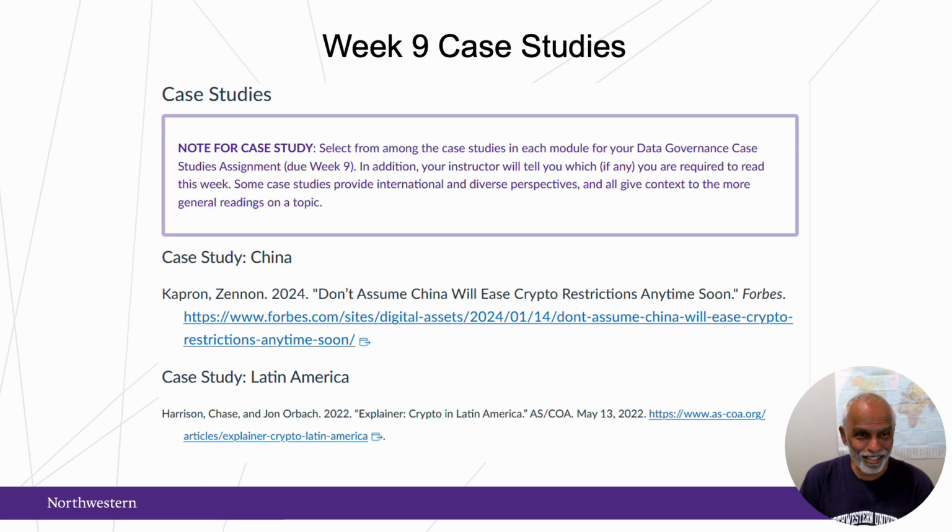So here are 2 case studies. "Don't assume China will ease crypto restrictions anytime soon," published in Forbes. The other one is published in as-coa.org. That article is an explainer about crypto in Latin America. So those are two case studies.